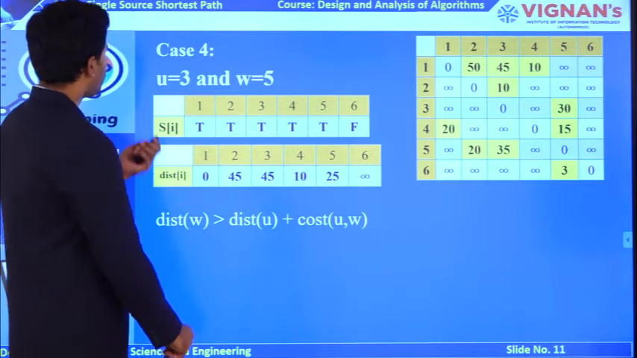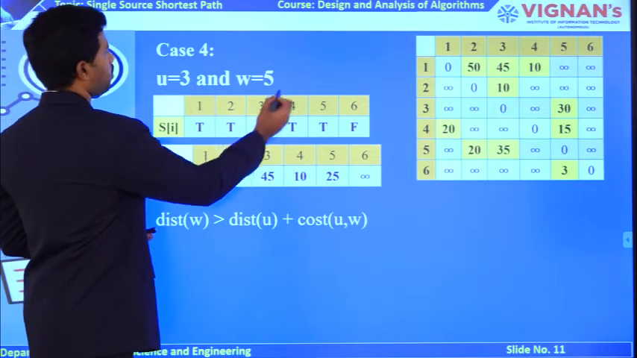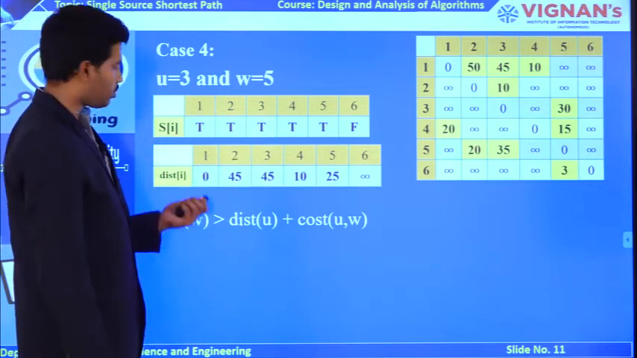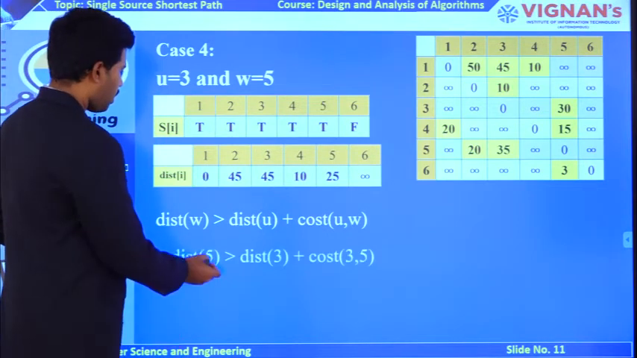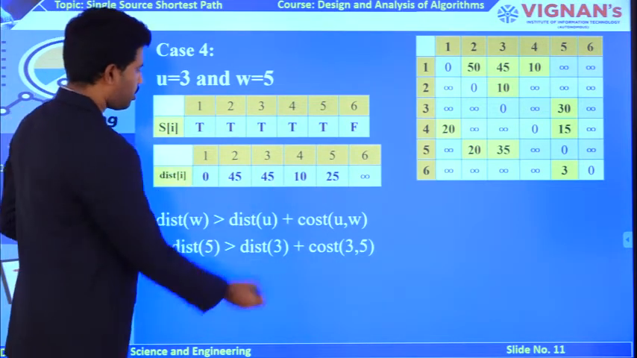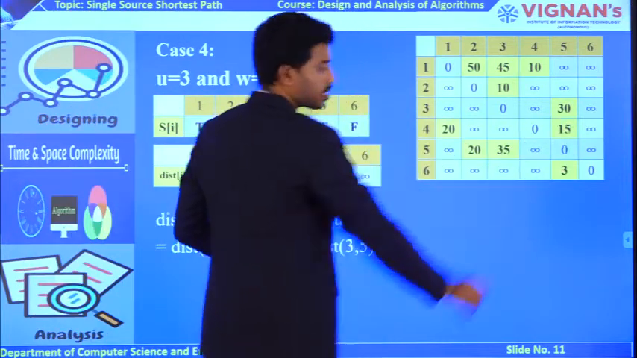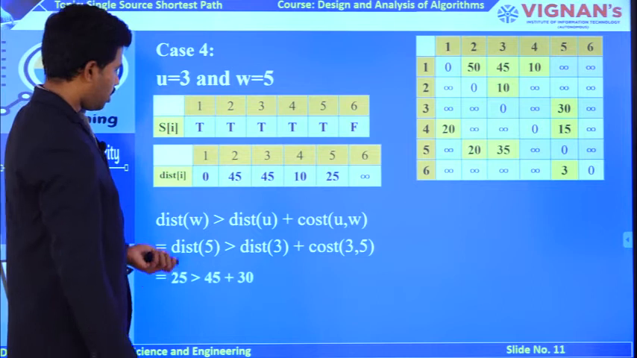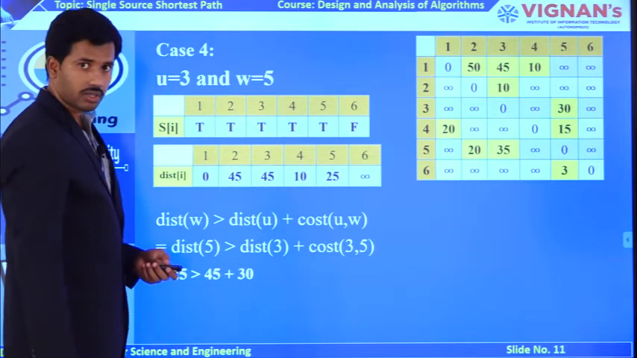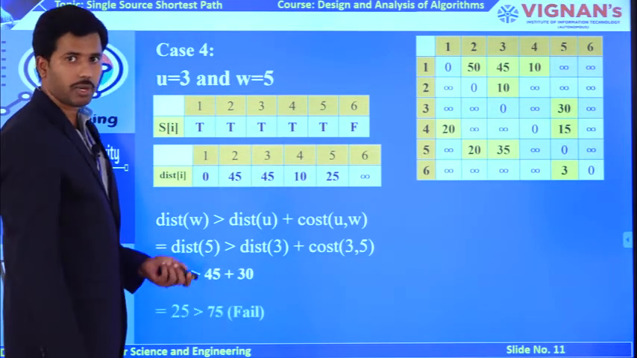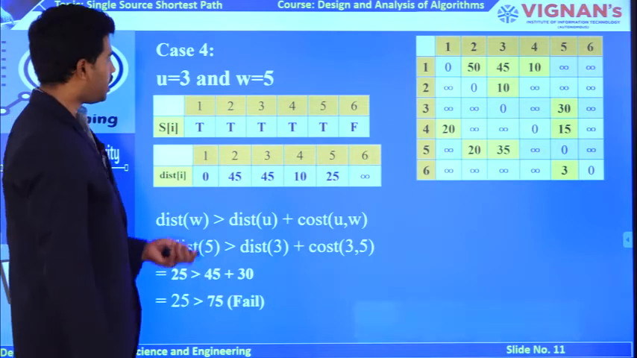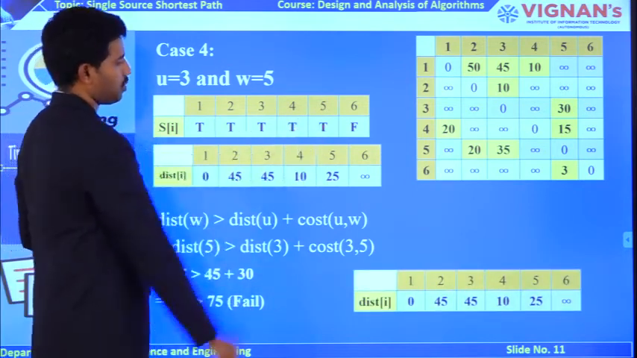So for this case, u equals 3 and w equals 5. Let me try to update the values here. Distance of 5 is 25 and distance of 3 is 45, right? And what is the cost to reach from 3 to 5? That is nothing but 30. So 45 plus 30 is 75. Is 25 greater than 75? No, so my logic fails, and it is not possible to update the distance of 5.